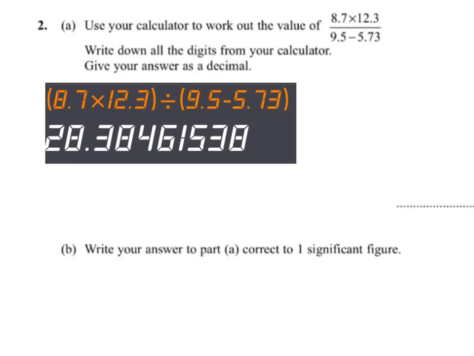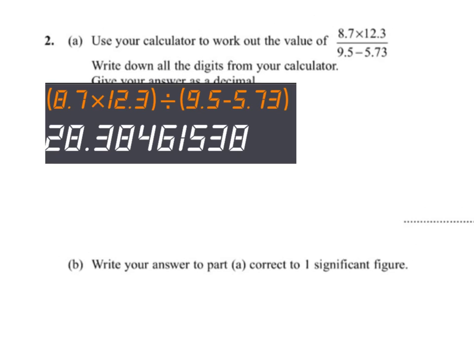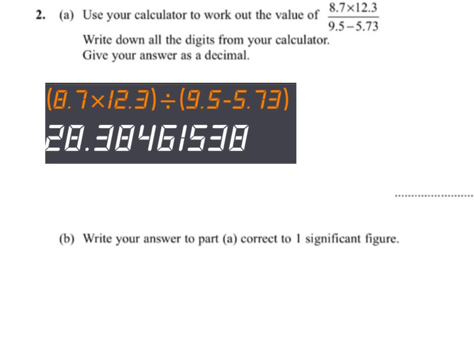So I've shown you exactly how to enter this calculation into your calculator. The crucial thing here is that you use brackets. It says write down all the digits from your calculator. So assuming you put the brackets in the right place, you'll simply write down 28.38. In fact, I've moved that there, get the pen. So it's just a simple copying exercise off your calculator.